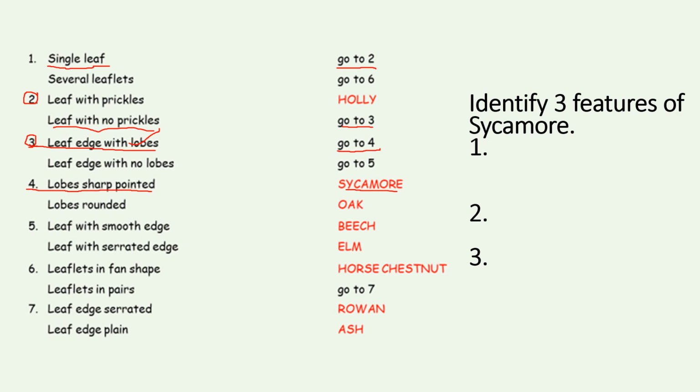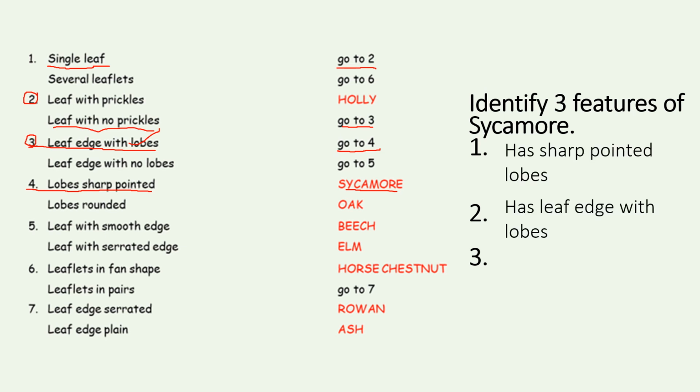So it's got a single leaf, it has no prickles, it's got a leaf edge with a lobe, and it's got a sharp pointed lobe. So has sharp pointed lobes, has leaf edge with lobes, and has a leaf with no prickles, and has a single leaf. So well done if you managed to get that correct. If not, then go back to the bit that we've started to identify features, because you need to know how to do that.